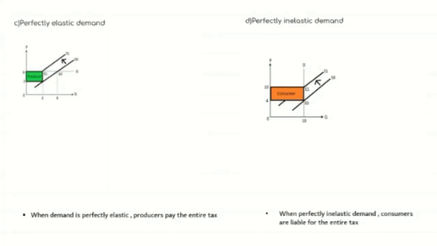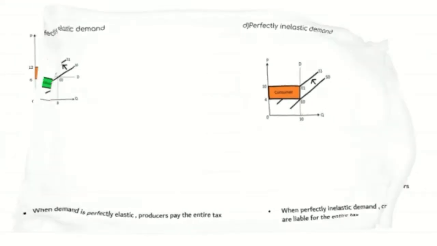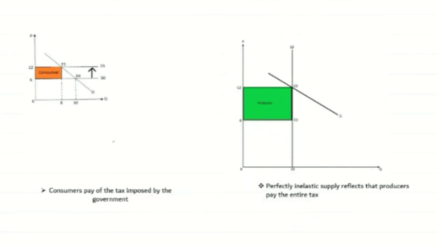In addition, when demand is perfectly elastic, producers pay the entire tax. Conversely, when demand is perfectly inelastic, consumers are liable for the entire tax. Furthermore, perfectly elastic supply means that consumers pay off the tax imposed by the government. In contrast, perfectly inelastic supply reflects that producers pay the entire tax.